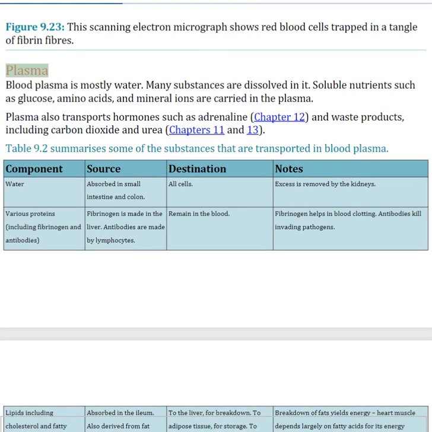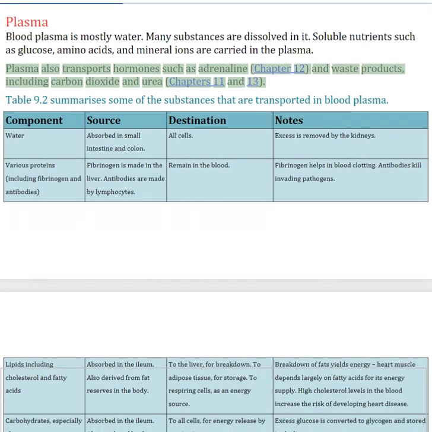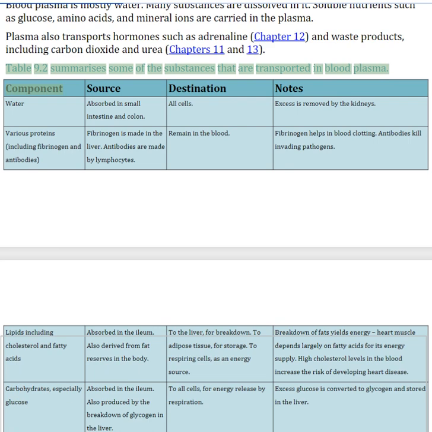Plasma. Blood plasma is mostly water. Many substances are dissolved in it. Soluble nutrients such as glucose, amino acids, and mineral ions are carried in the plasma. Plasma also transports hormones such as adrenaline and waste products, including carbon dioxide and urea. Table 9.2 summarizes some of the substances that are transported in blood plasma.